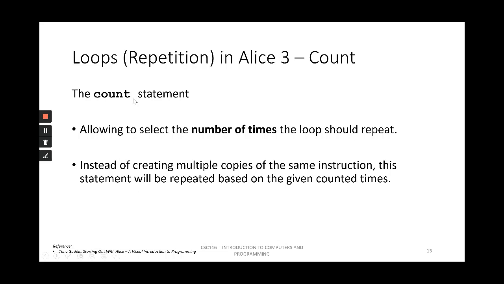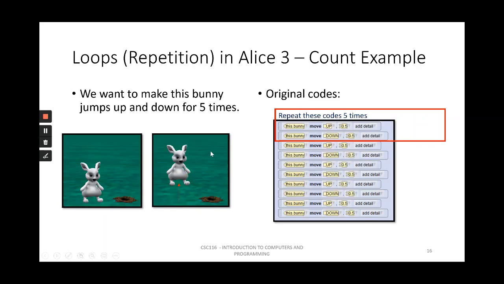The count statement allows us to select the number of times that the loop should repeat. Instead of creating multiple copies of the same instruction, the statement will be repeated based on the given count. For example, we want to make this bunny jump up and down 5 times. If we don't use the loop, we need to repeat the same code 5 times. So this is the original code.